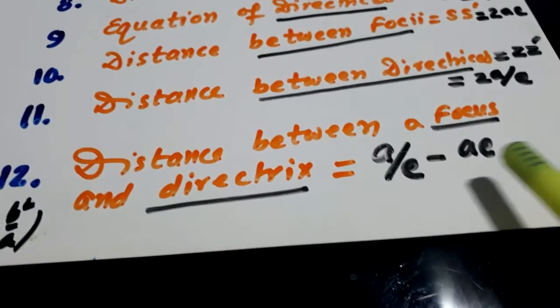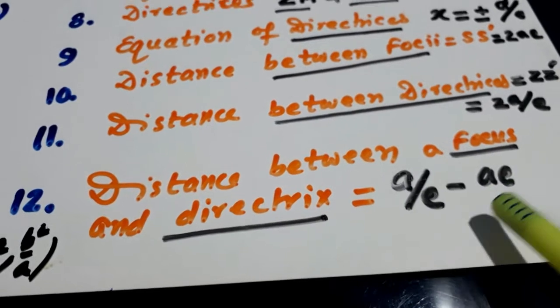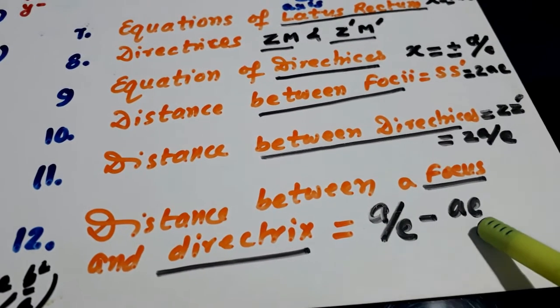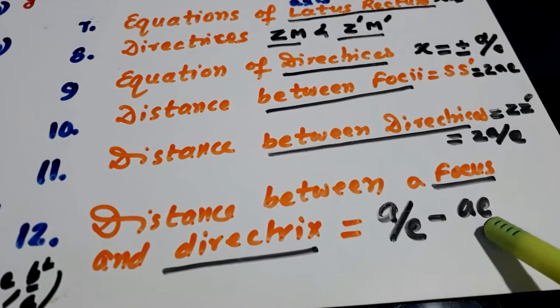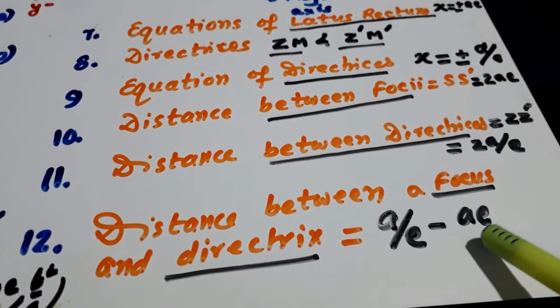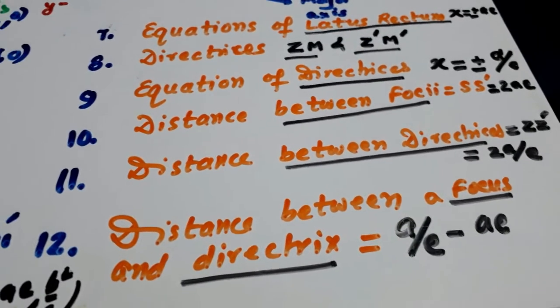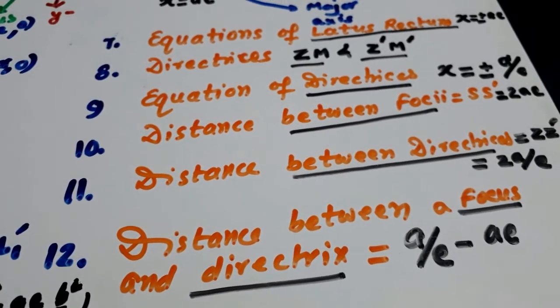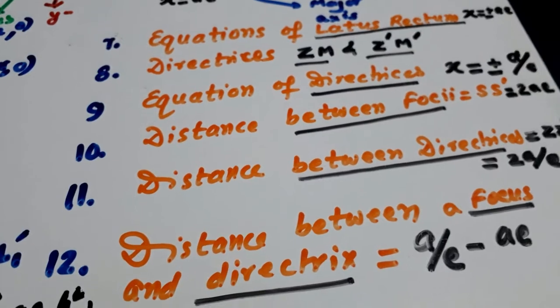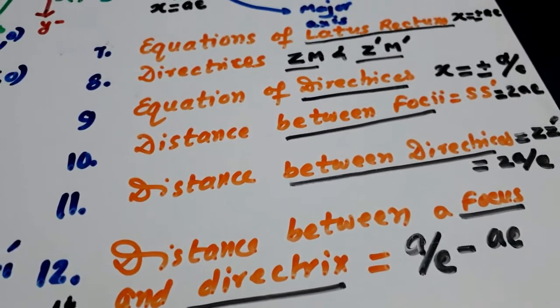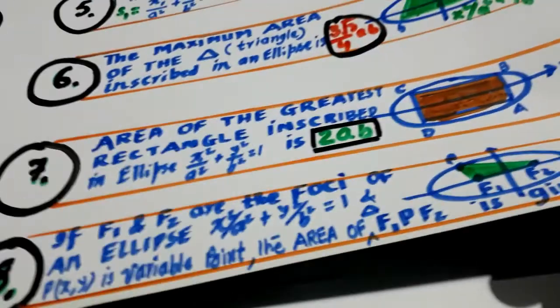Distance between a focus and directrix. Directrix is A over E and focus is AE. So the distance will be A over E minus AE. So these were all the parts of this. Now we'll see some important concepts on ellipse. Now look here.